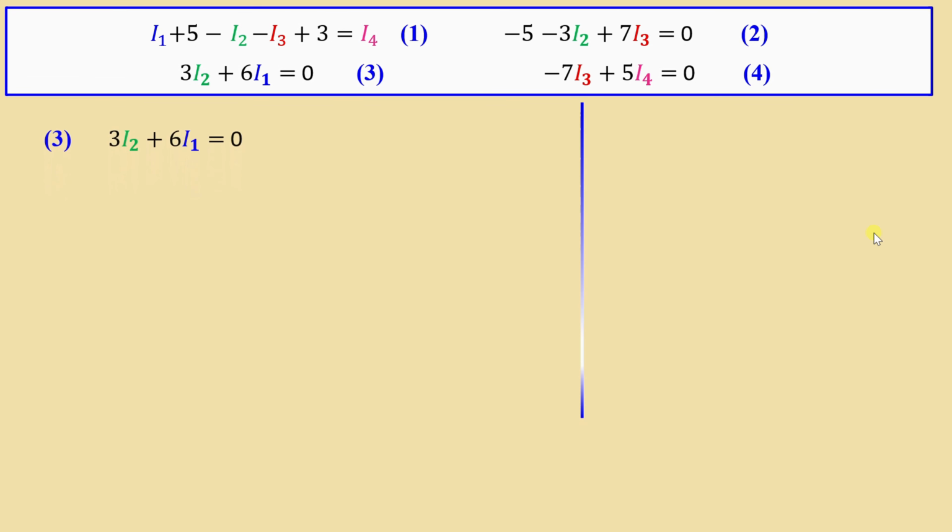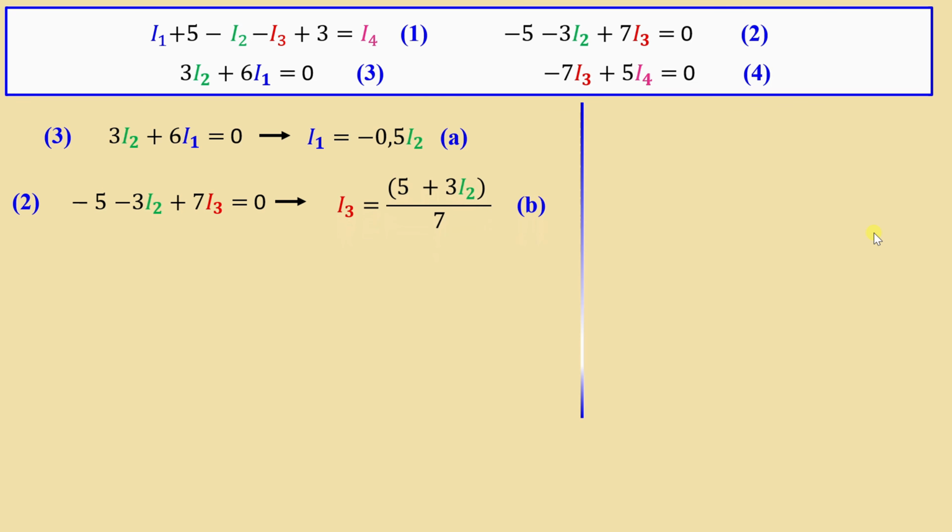Let's start first with equation 3. We have 3I2 plus 6I1 is equal to 0. That means I1 is equal to negative 0.5 I2. We write I1 in terms of I2. This is equation A. We go now to equation 2. We have negative 5 minus 3I2 plus 7I3 is equal to 0. Then we obtain I3 is equal to (5 plus 3I2) over 7, and we have here I3 in terms of I2, and I will call this equation B.